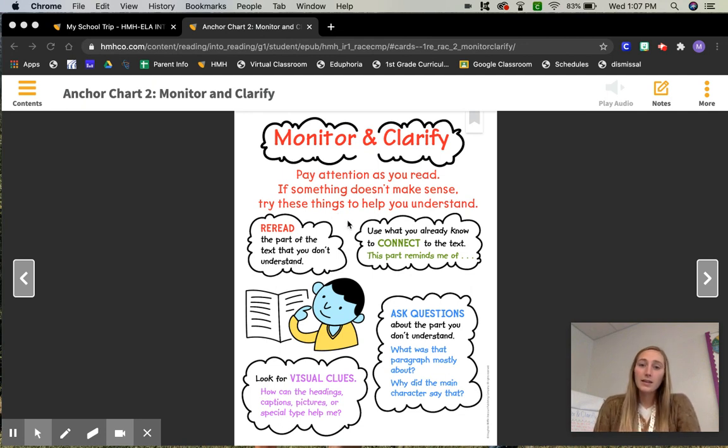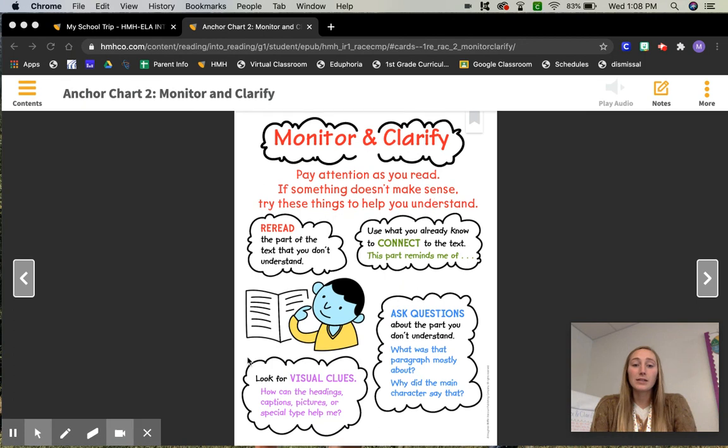The next thing is use what you already know to connect to the text. So use your prior knowledge, what you already know, when you're reading. Maybe something makes you think, oh, I remember a time when I went fishing too. Or that makes me think of a time that I went to bed early and had steak for dinner. Whatever you're reading, whatever the case may be, use your prior knowledge to connect to it so that you can understand the text a whole lot more when you do that.